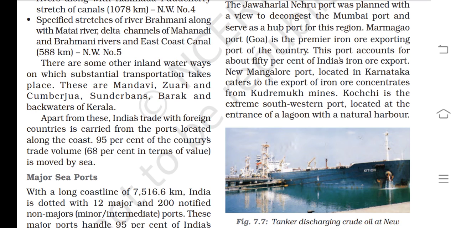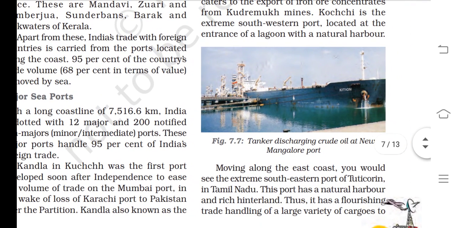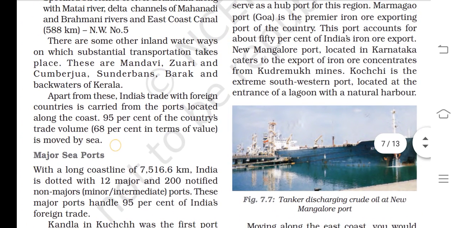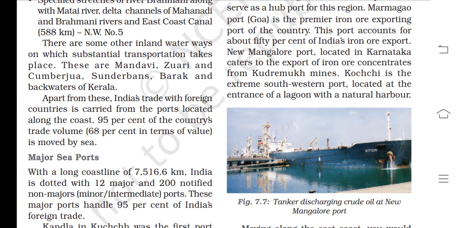Apart from these, India's trade with foreign countries is carried from the ports located along the coast. 95% of the country's trade volume is moved by sea, and about 68% in terms of value of the country's trade is done by the sea sector. Then we have the major seaports.